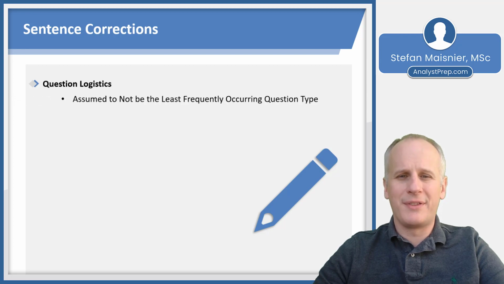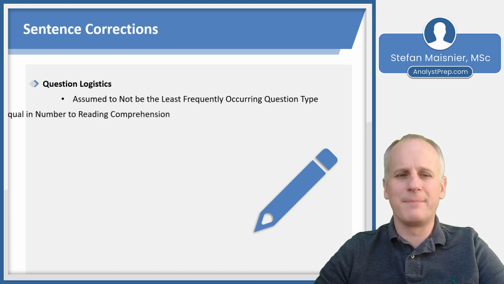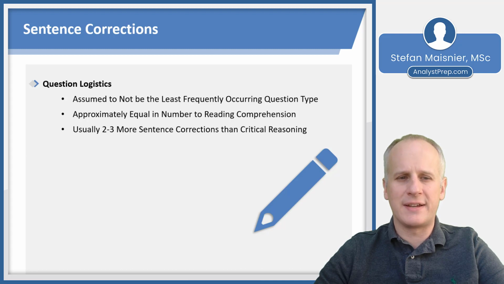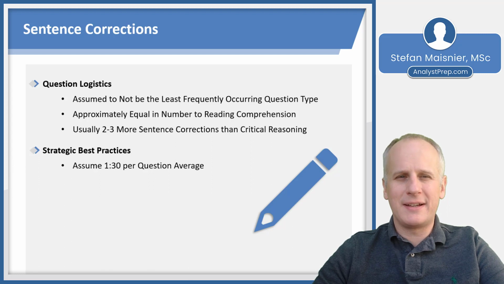Of course, we remember that they are assumed to not be the least frequently occurring question type. There's generally going to be approximately the same number of sentence corrections as there are reading comprehension questions in a verbal section of the GMAT. And we know that generally there are 2 or 3 more sentence corrections than critical reasoning questions on that section. And of course, strategically, we need to spend the least amount of time on average on sentence corrections. So that's going to be about 90 seconds on average.